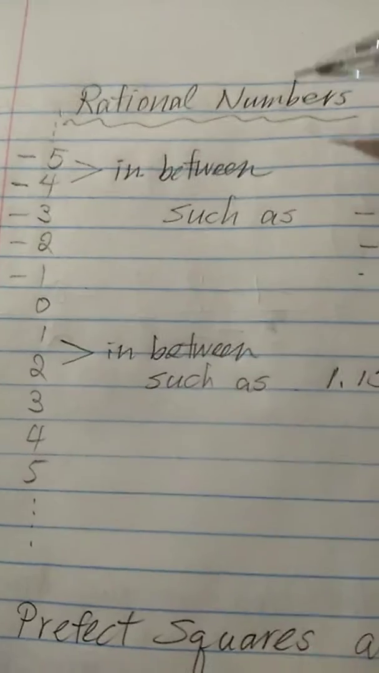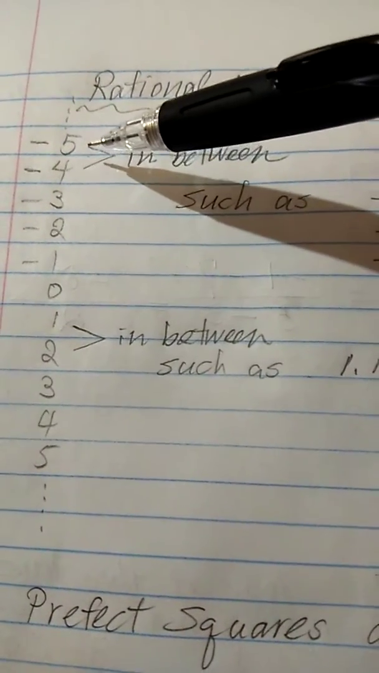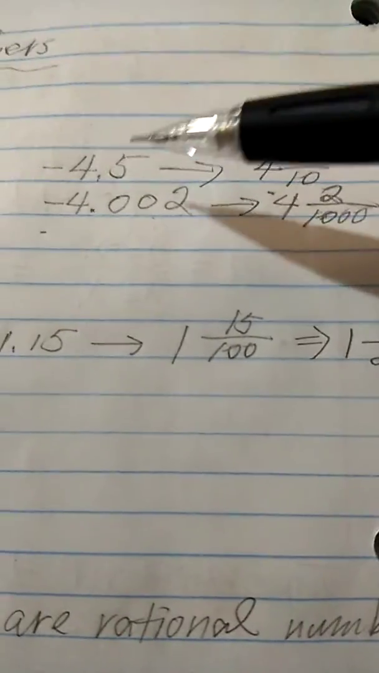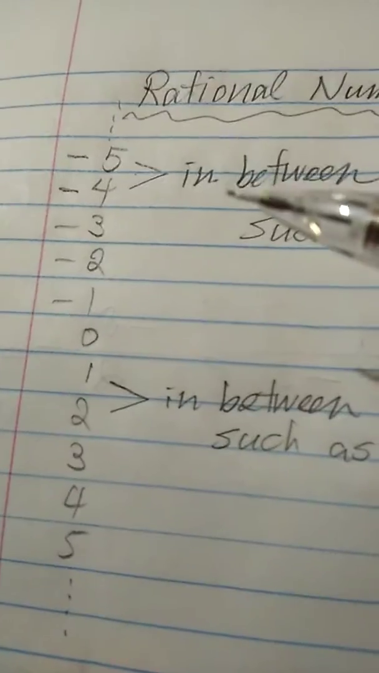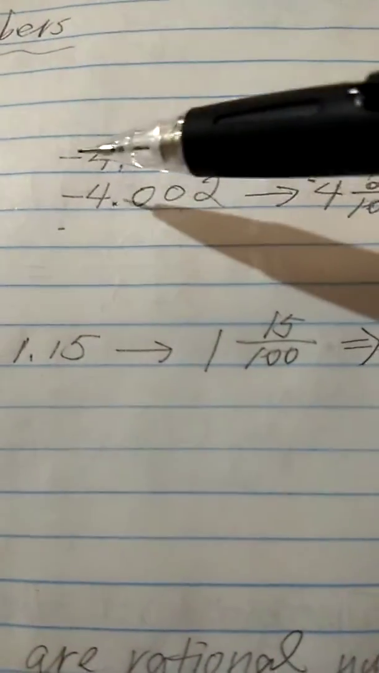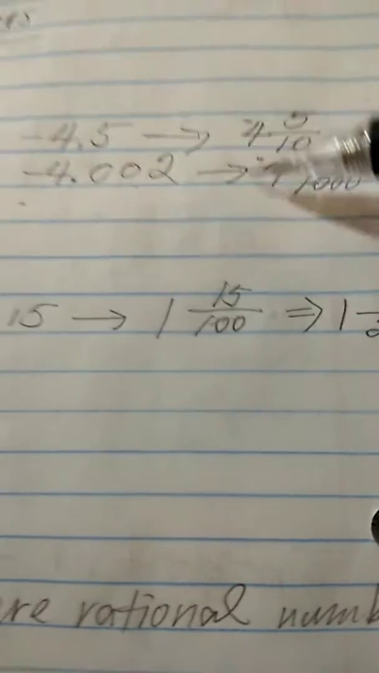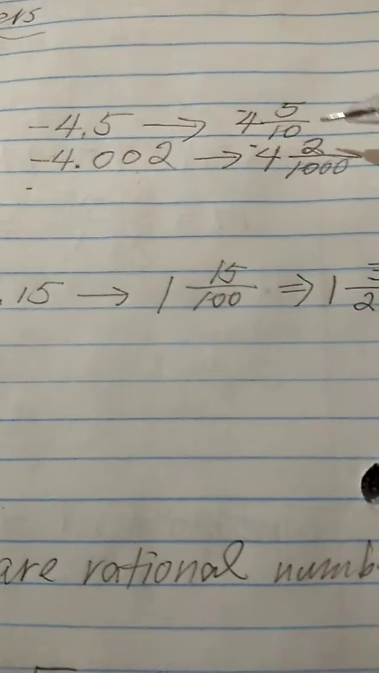Okay, so I want to talk about the in-betweeners real quickly right now. The numbers that are between the whole numbers, or between the integers. If we want to write a number between -4 and -5, it is -4.5, halfway between. So we can change this decimal into a fraction. Now this is a mixed fraction, but it's a fraction nonetheless.